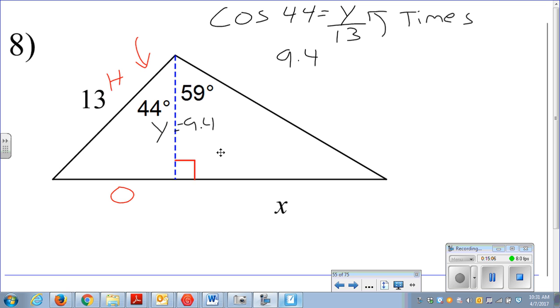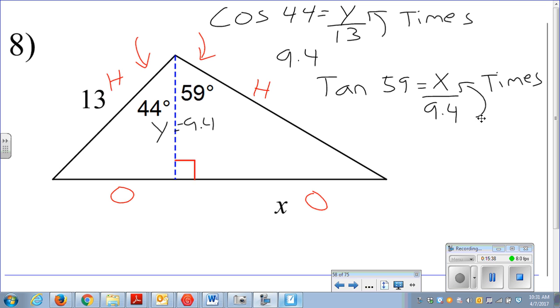Now I'm going to go ahead and repeat these steps. When I repeat, I'll label the triangle: hypotenuse, opposite, adjacent, and pick the correct trig function. In this case, it's going to be tangent. I don't have a hypotenuse. I'm looking for the opposite, and I have the adjacent. So I'm going to say opposite over adjacent, which is x over 9.4. Step 3, I'm going to decide to multiply because my x is in the numerator.